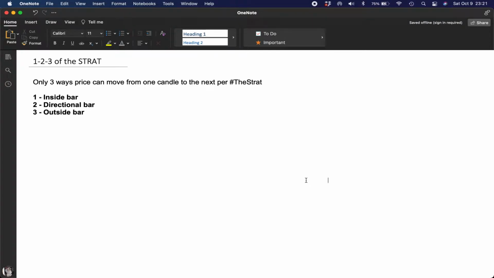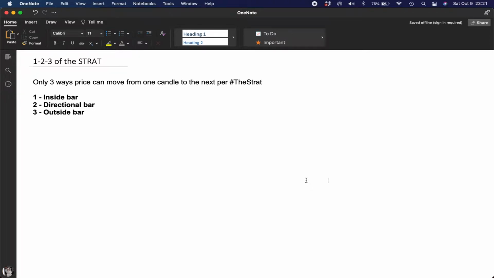1, 2, 3 of the strat. Well, if you know 1, 2, 3, then you know the strat. Very simple. Keep in mind that again, strat is a form of charting method where you would be using this 1, 2, 3 to analyze a stock on multiple time frames. More on that later, but for now understand that there are only three ways that a stock price can move from one candle to the next as per the strat.